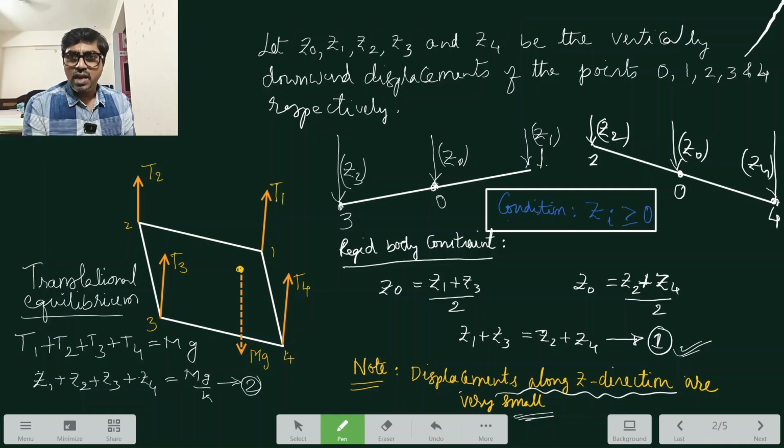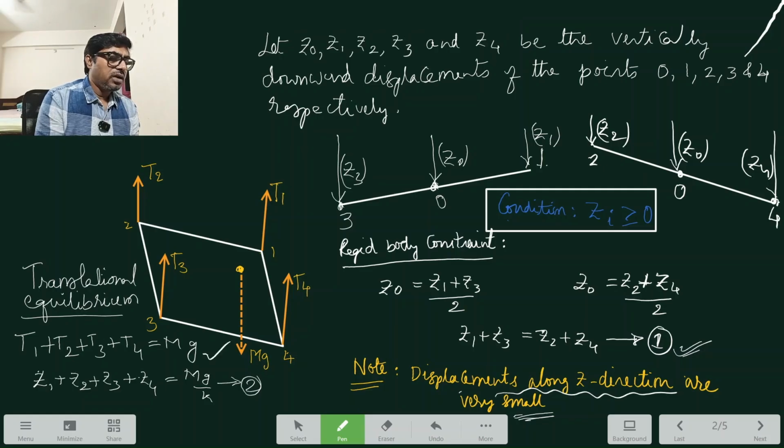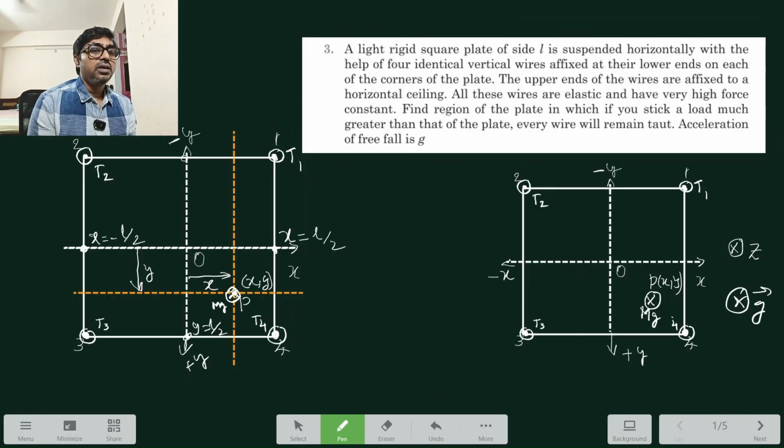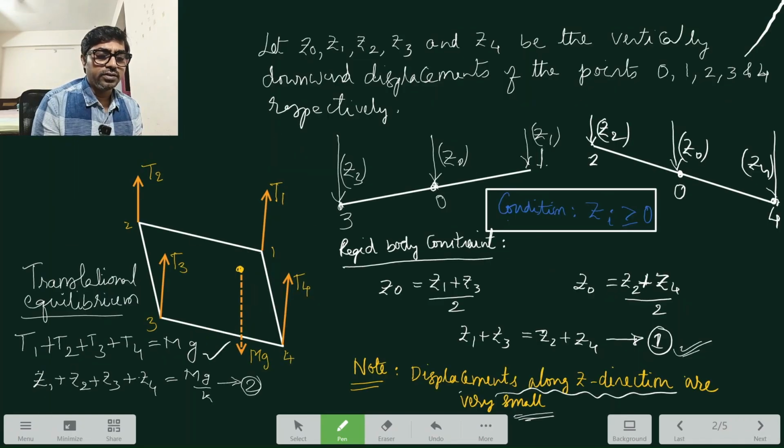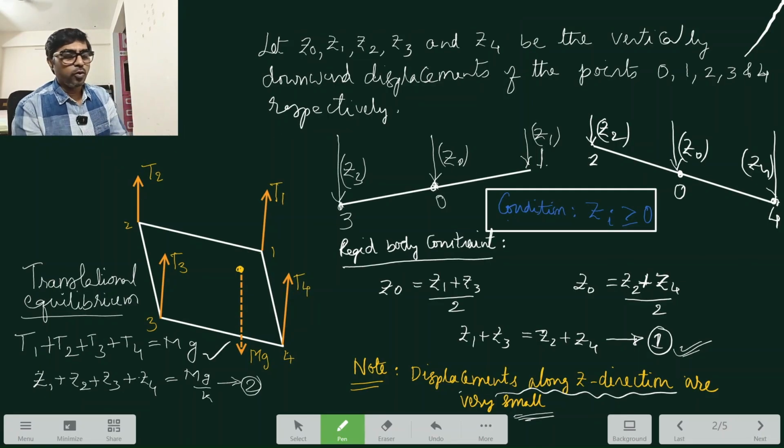Then I will use translational equilibrium. There are 4 forces vertically upward, T1, T2, T3 and T4. Summing up, they should balance mg. So you get this relation, and we are assuming the strings to be identical. That is the assumption I am taking. I am not sure whether they had given it or not. They had given, you see, identical wires, fine. If that is the case, all of them will have the same spring constant or force constant.